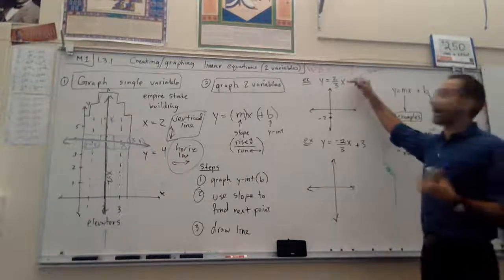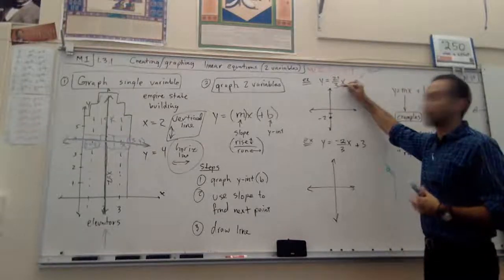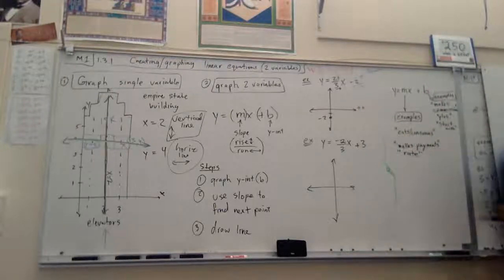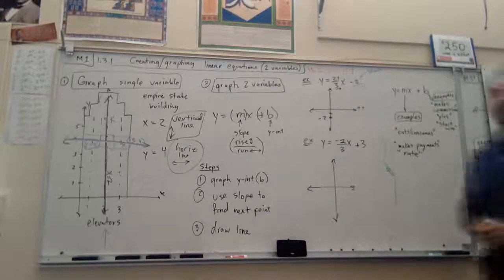These are both positive values, so I know I'm going up to the right. To the right are the positives. Okay, check with your neighbor. Do you have it? Do you not have it?